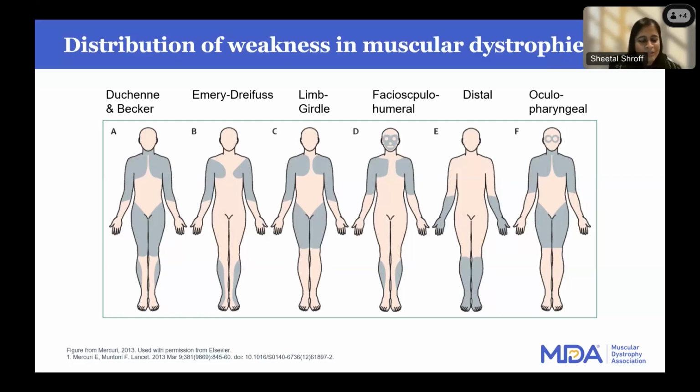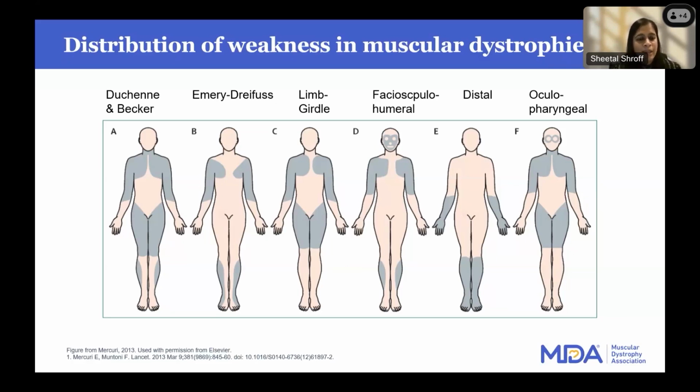As you can see, sometimes when we see this different pattern of muscle weakness, then we can think of, okay, this is most likely, it could be Duchenne, or it could be limb girdle or facioscapulohumeral. Now you see limb girdle, again, as the name suggests, it's the girdles, right? The shoulder girdle, the muscles around the shoulder, or pelvic girdle, the muscles around the pelvis. So those are the muscles which are affected.